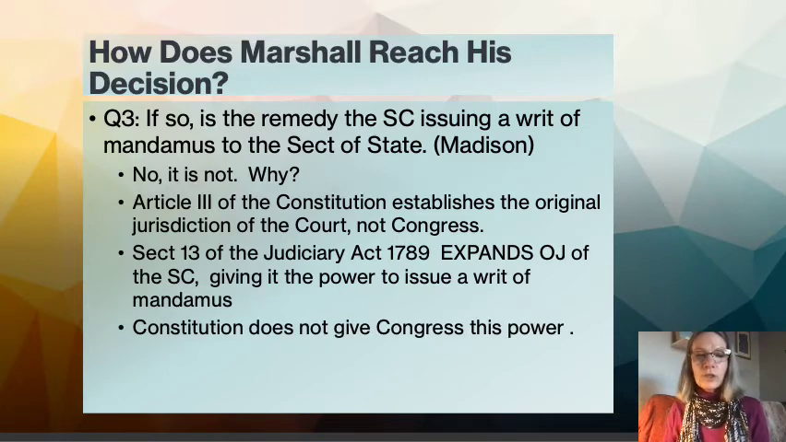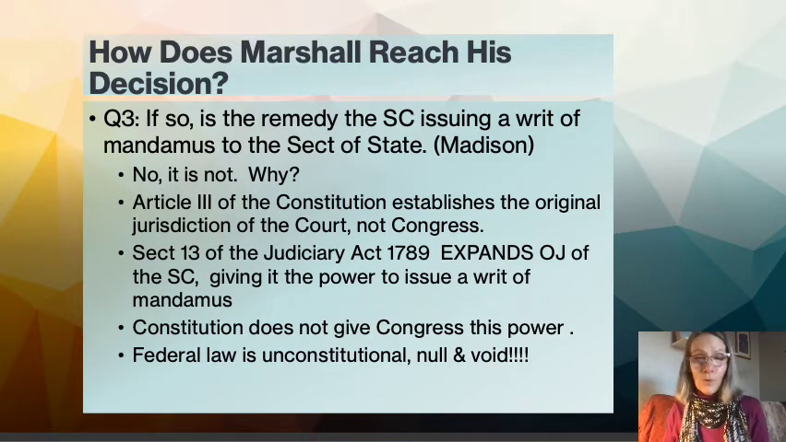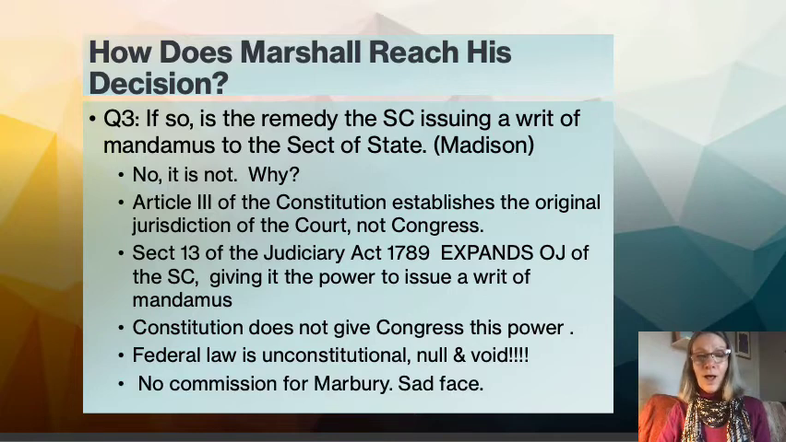And the Constitution does not give Congress the power to do that. And so, since the Constitution does not give Congress the authority to expand the original jurisdiction of the Supreme Court, Section 13 of the Judiciary Act is unconstitutional, and therefore it's null and void. So while William Marbury has a right to the commission, and while he deserves a remedy, the remedy for his injustice is not forcing the court to give James Madison a writ of mandamus, because the law establishing that power is unconstitutional.